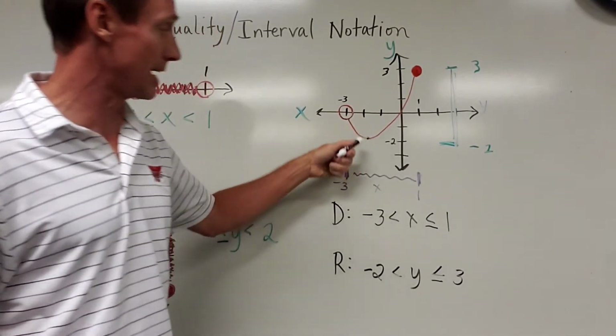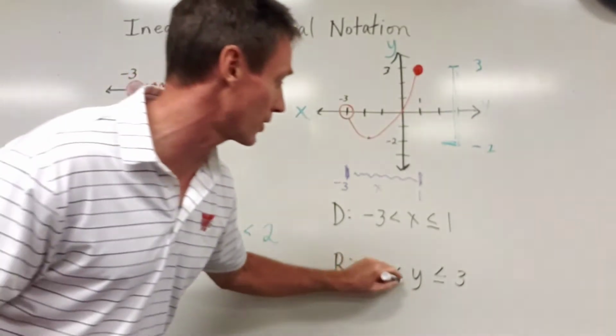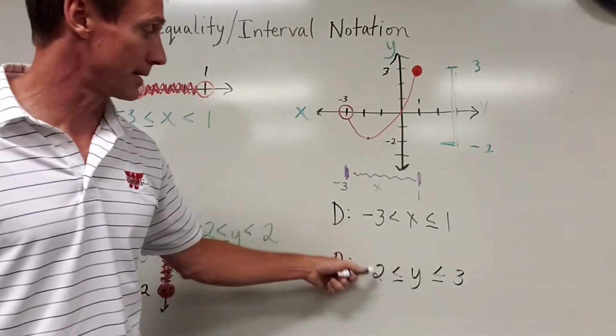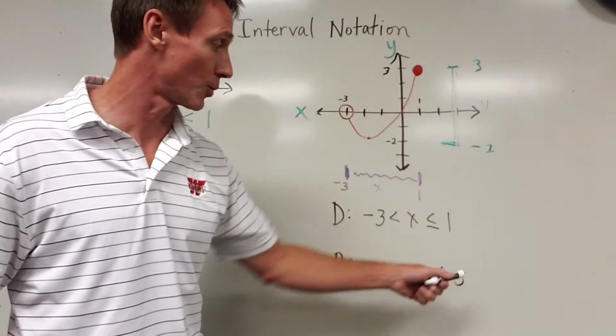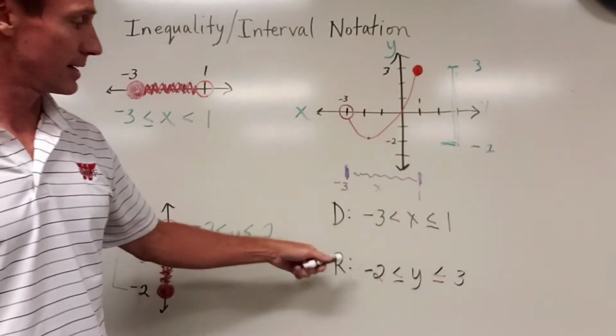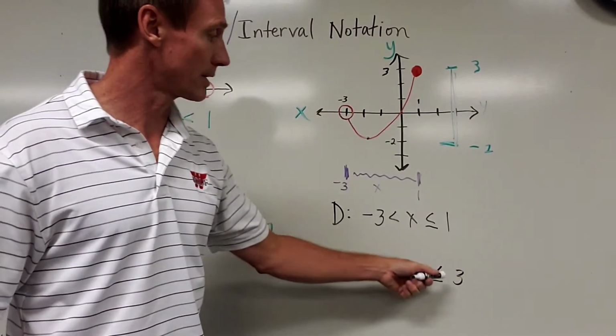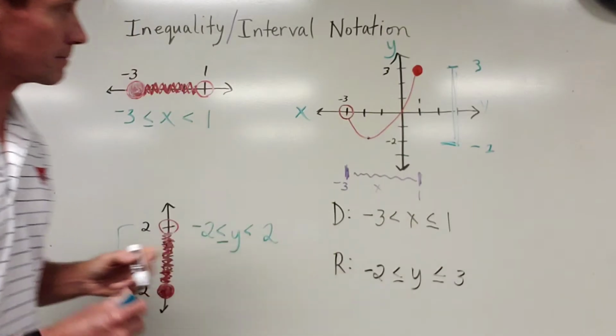So that is actually a filled-in circle on that line. So that would also be equal to. So range would be y, in this case, between the -2 and the 3, including both points. So -2 is less than or equal to y, less than or equal to 3.